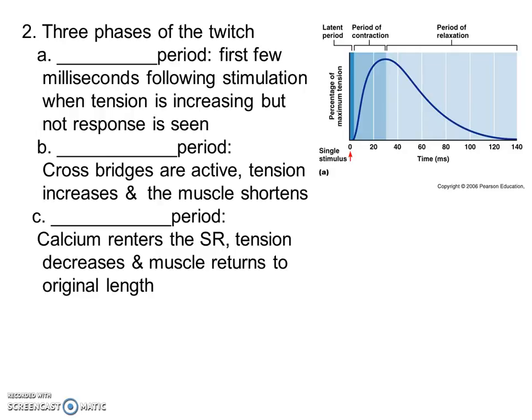A twitch actually has three phases. This phase is the dark blue. This is when the stimulus is being sent, but there's no contraction. It's called the latent period. Your calcium really hasn't started to be released.